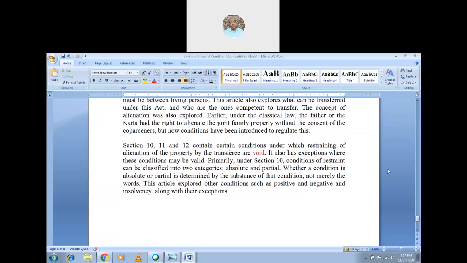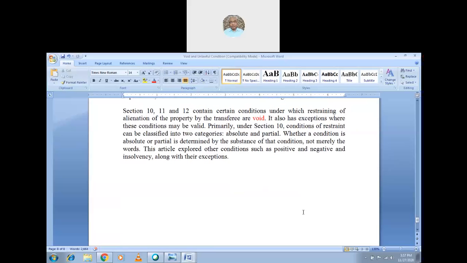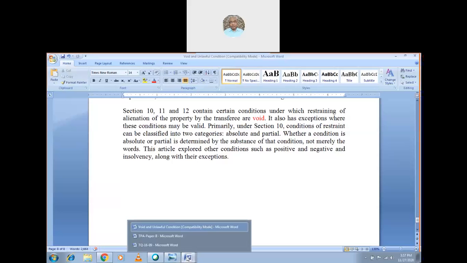So this is roughly about today's class regarding the conditions, whether the conditions are valid, or void, or illegal, that we studied under sections 10, 11 and 12 of the Transfer of Property Act. Yes, any other questions you would like to ask, you can ask me.